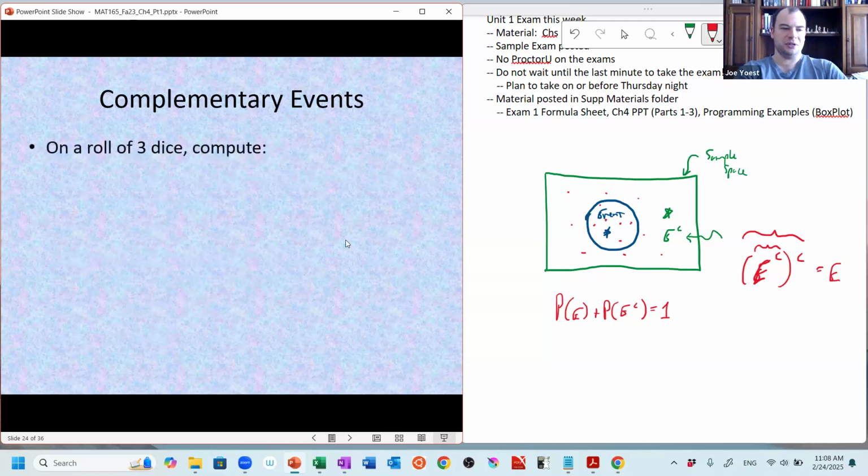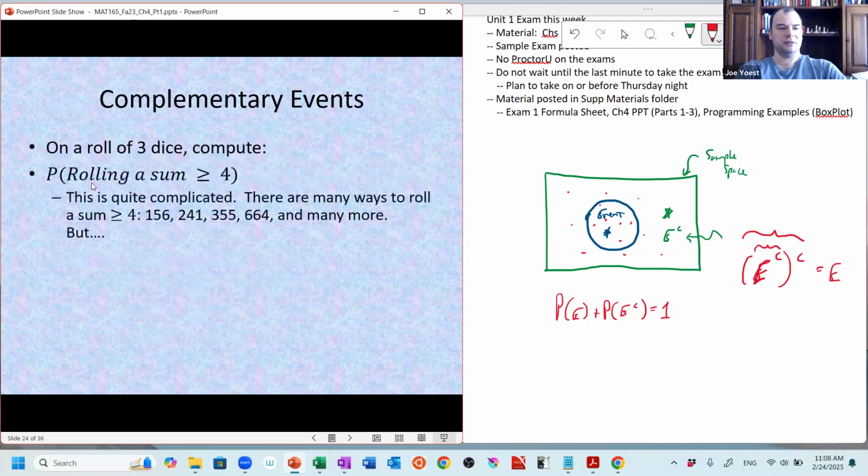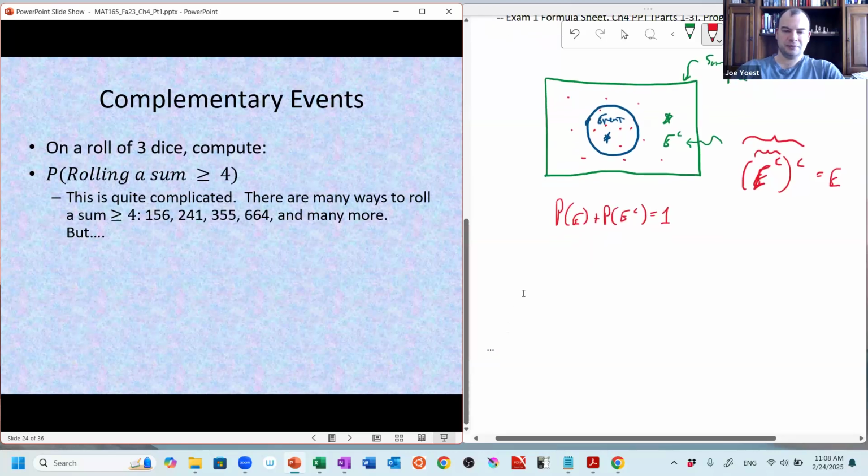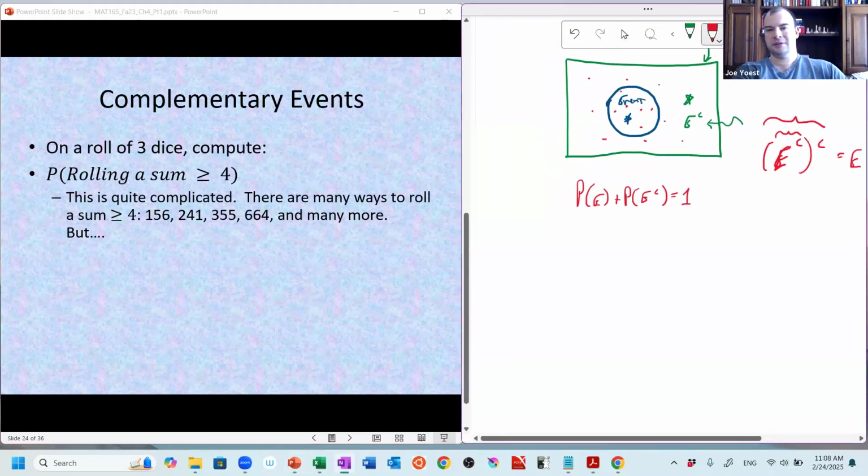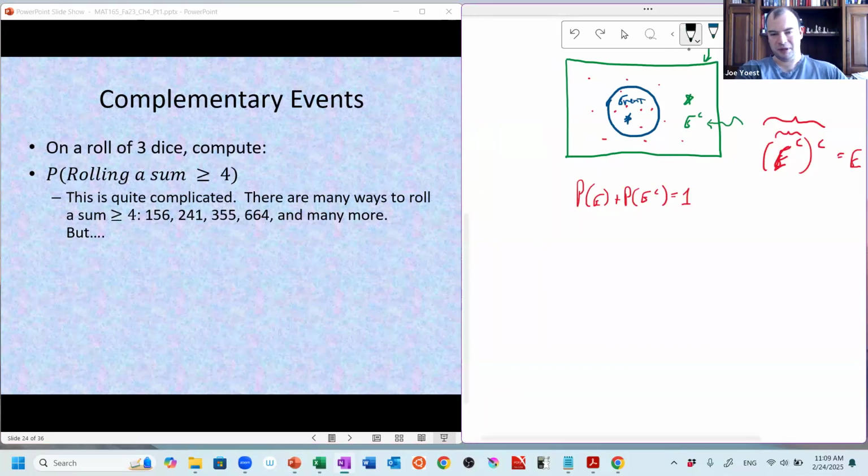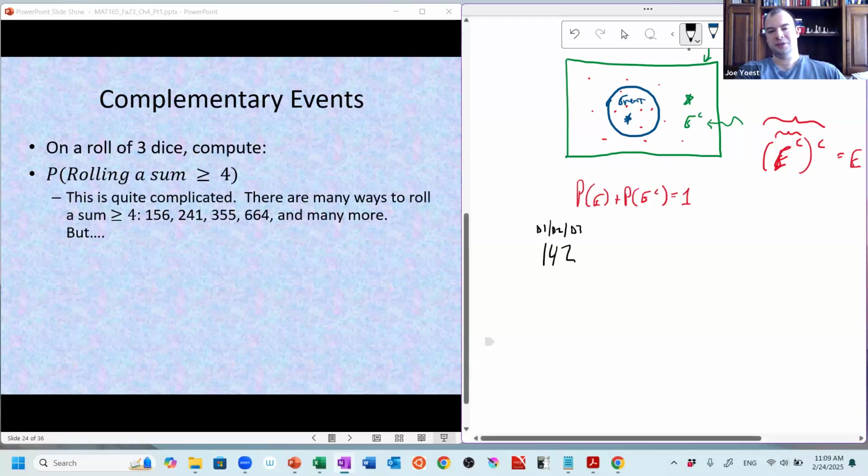What about something like this? On a roll of 3 dice, compute the probability that our sum is bigger than or equal to 4. So here I have 3 dice. I think of, for instance, maybe like 1, 4, 2 could be a roll of 3 dice. Here's die 1's result, die 2's result, and die 3's result. So die 1 rolled a 1, die 2 a 4, die 3 a 2.